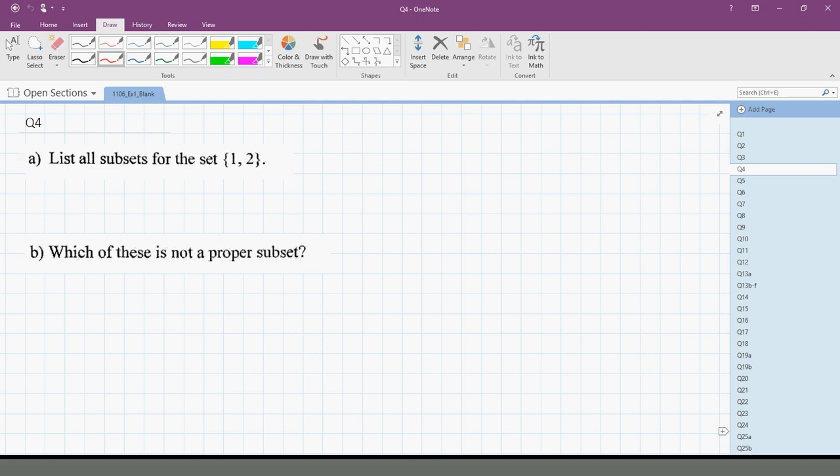All right, so the next piece. We've got two questions here. One, what are all the subsets of 1 and 2? So what do you think? Empty set. So we've got the empty set. All right, hold on with the empty set.